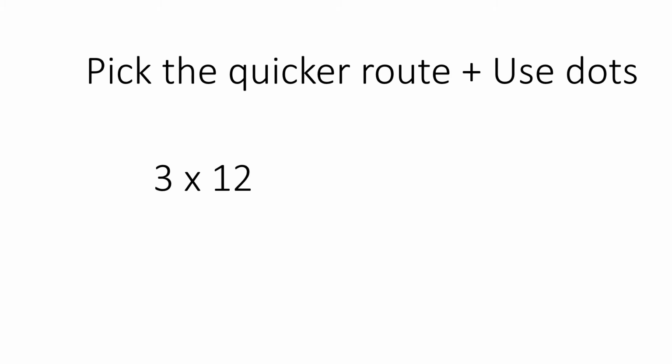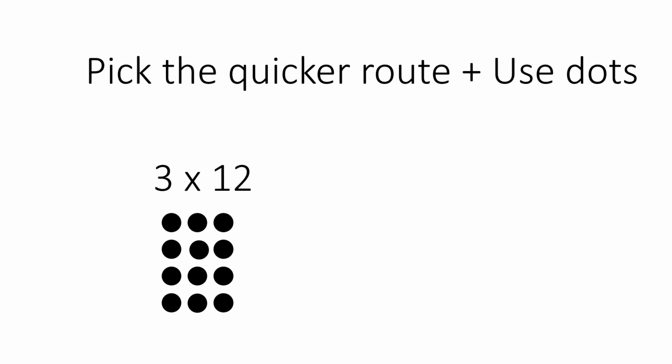Pick the quicker route and use dots if you need to. So over here I've got 3 times 12. I'm going to do 12 dots for the 3 times tables. 3, 6, 9, 12, 15, 18, etc. It's going to take too long, right? So what if I just do 12 times 3? In that case, I only need 3 dots. 12, 24, 36. Both will get me to 36, but if I use the version which will give me less dots, then it will be quicker.